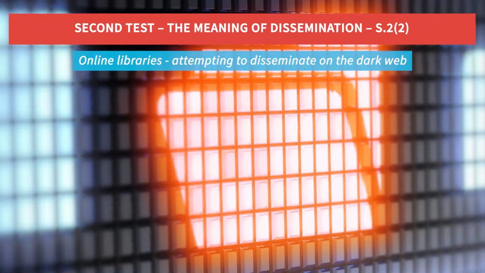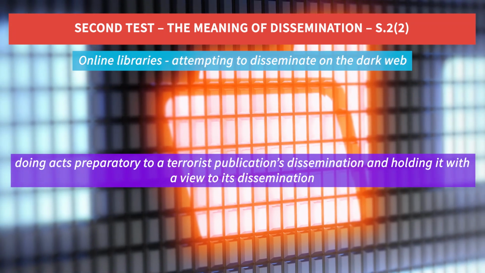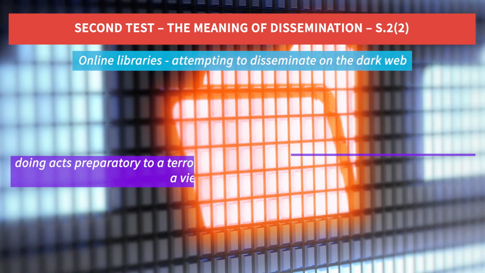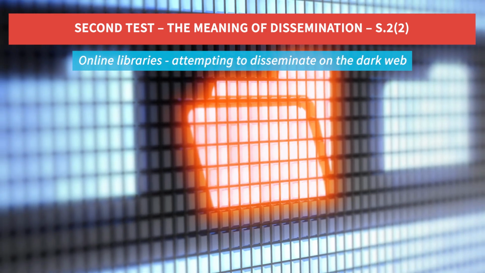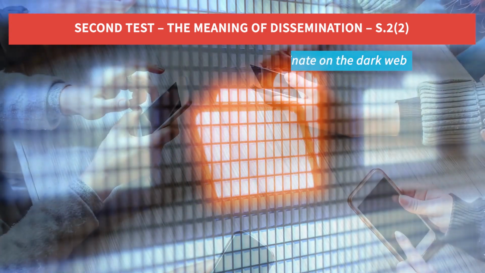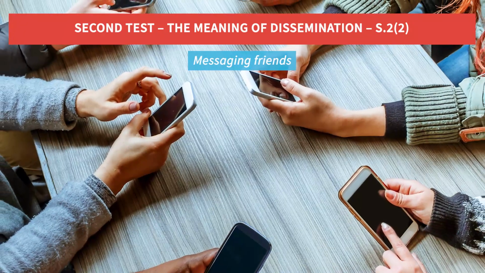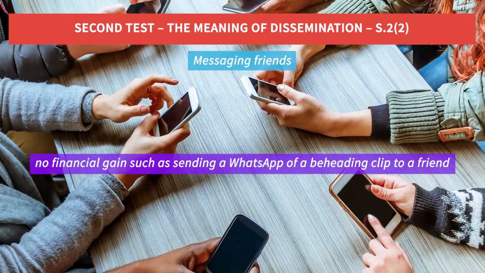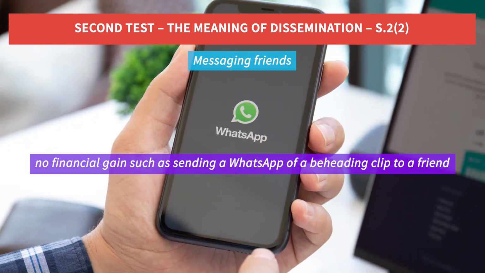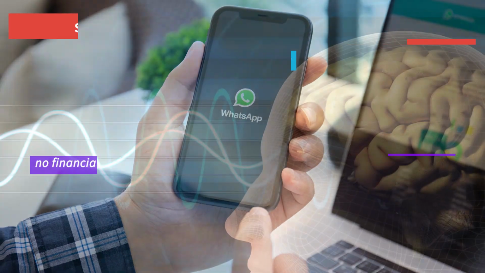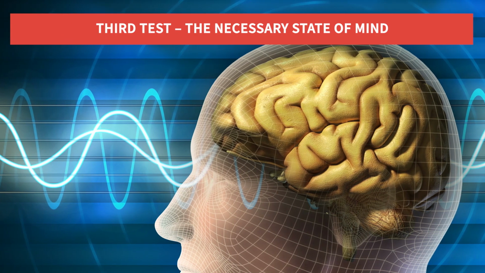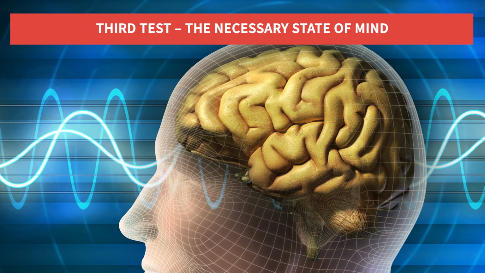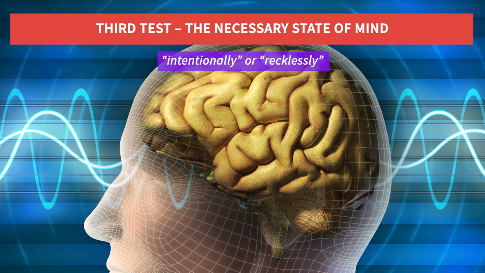The offence is also committed by doing acts preparatory to a terrorist publication's dissemination and holding it with a view of dissemination, such as holding an online library of a terrorist publication on the dark web. Dissemination can be committed by sharing a terrorist publication among friends with no financial gain, such as sending a WhatsApp of a beheading clip to a friend. The third test relates to the person needing to have the necessary state of mind to commit the offence. Dissemination of a terrorist publication can either be committed intentionally or recklessly.